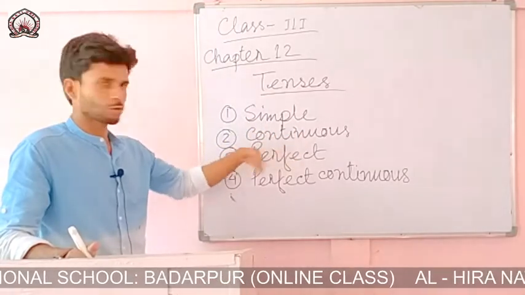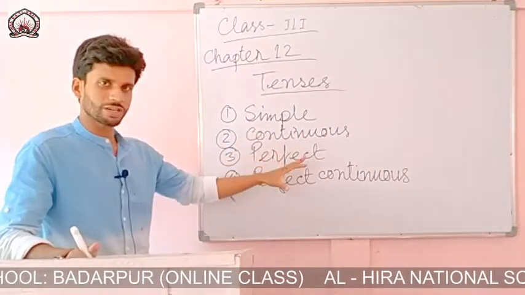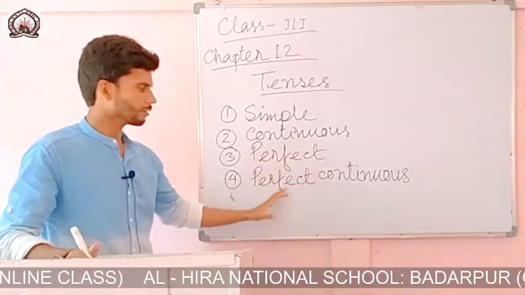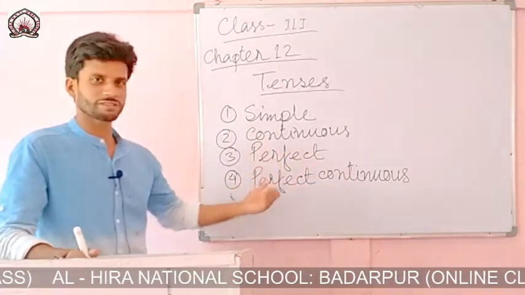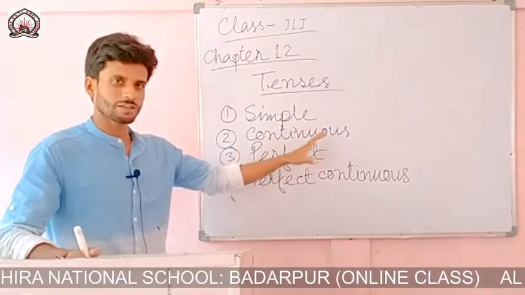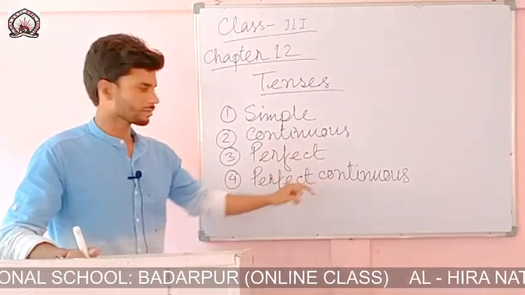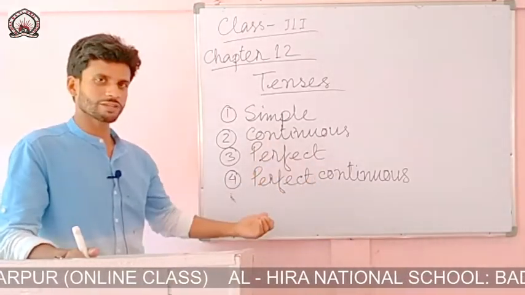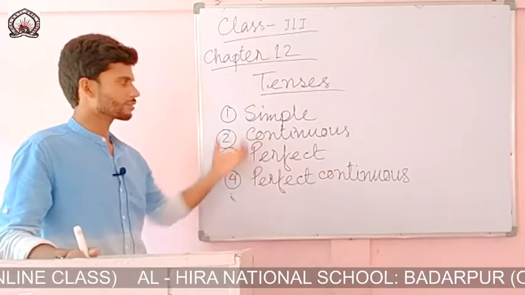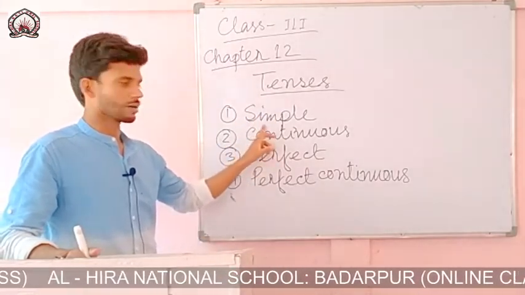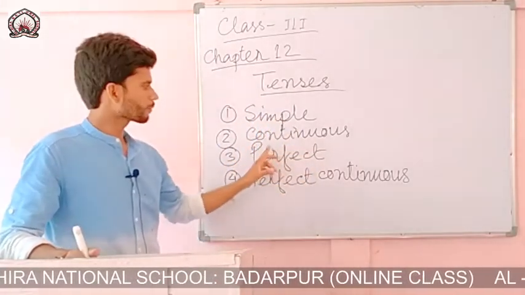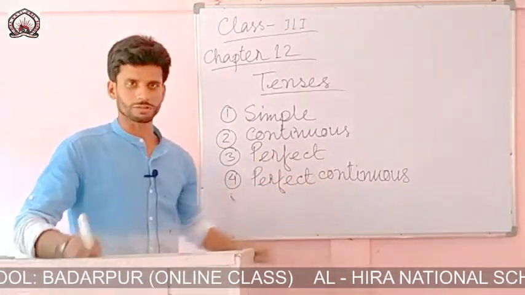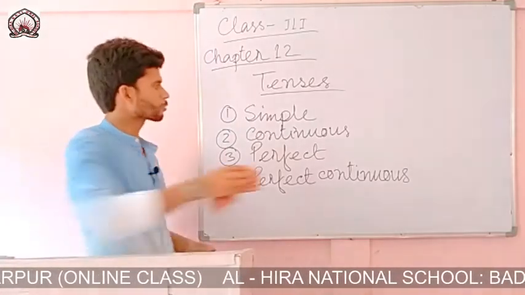Simple present, I am talking about present tense now. Simple present, present continuous, present perfect, and present perfect continuous. In the past tense again, simple past, past continuous, past perfect, past perfect continuous. In future tense again, we have these 4 kinds or types: future simple, future continuous, future perfect, future perfect continuous. So these are the 4 kinds or types of tenses.